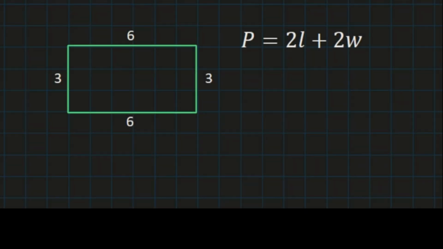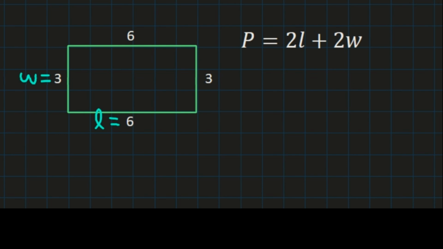In this example, I have a rectangle that is 3 by 6, and we're going to use that formula for perimeter. Perimeter equals 2 times the length plus 2 times the width. And the first thing I recommend that you do is label your length, which is 6, and label your width, which is 3. This is a good habit to get into for when you get to more complicated problems, and it's really helpful to have your length and your width and other pieces labeled in them.